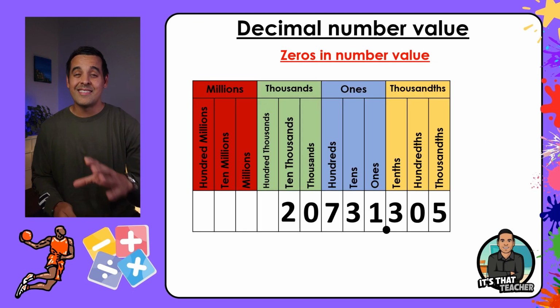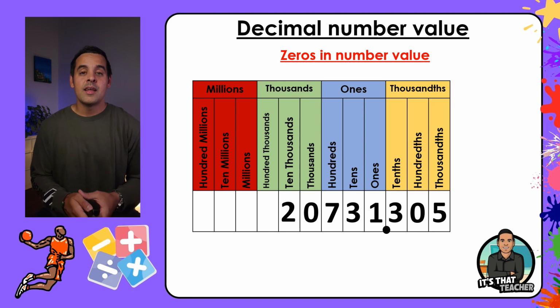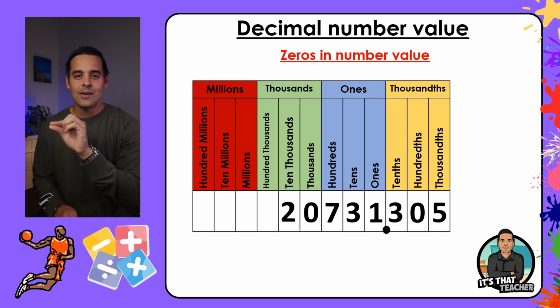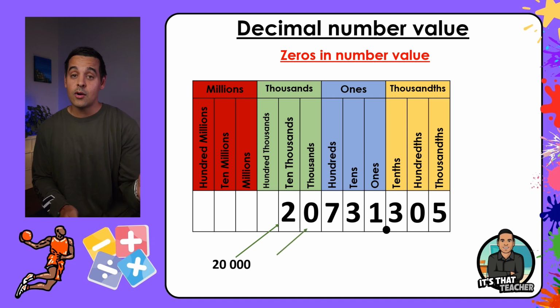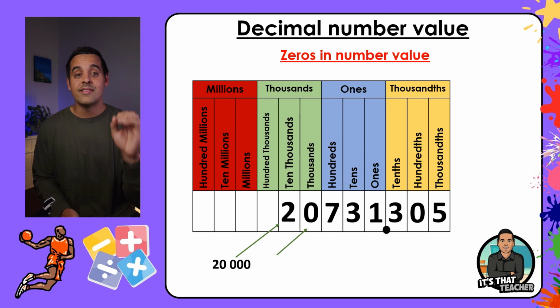Moving forward, we're going to the 0 in the number value. Zeros are worthless in number value. No matter what place that 0 is located, they're worth 0. So as you can see, I'm going to skip through. You hit a 0 in the thousands column. There's no thousands, so it would be worth nothing. It would be worth 0.